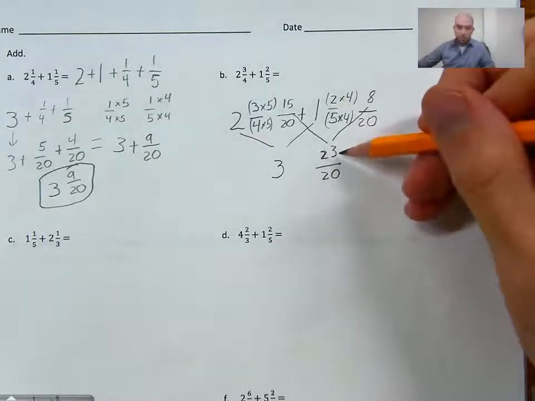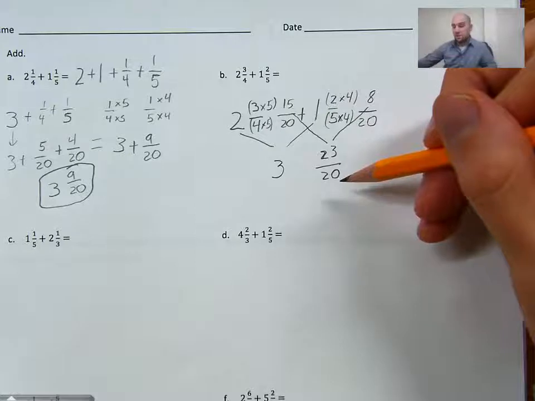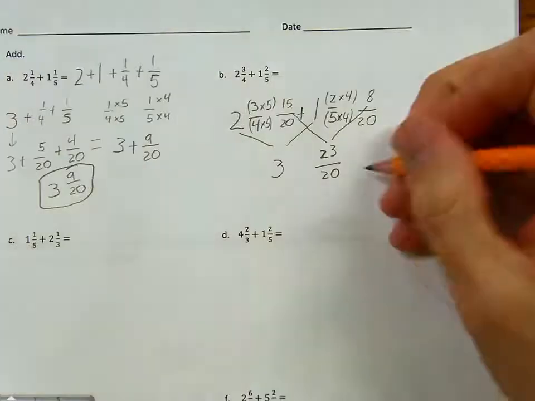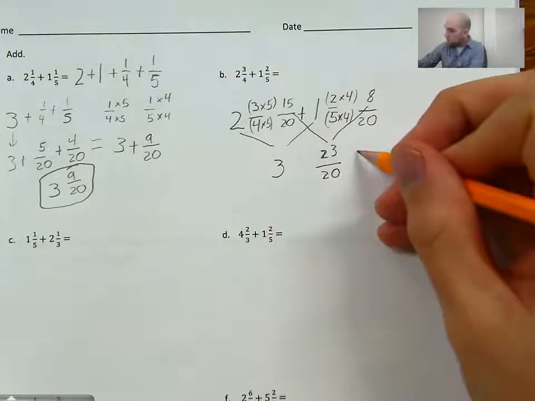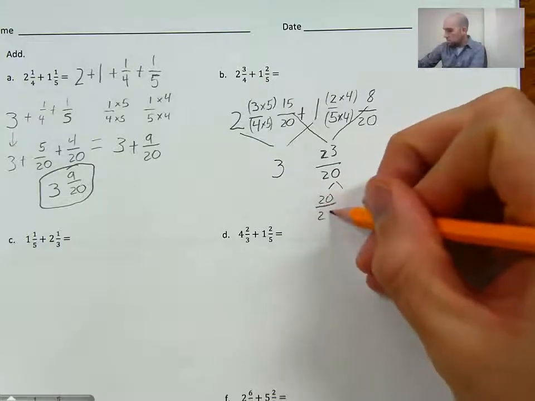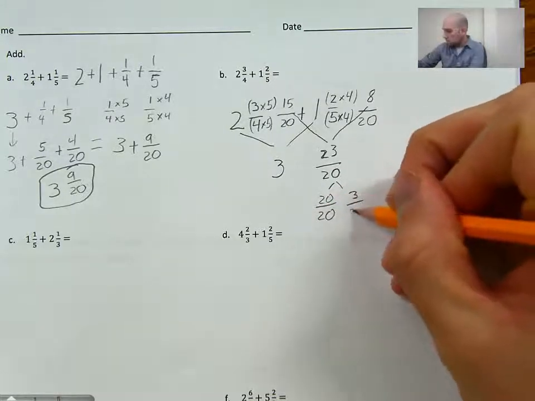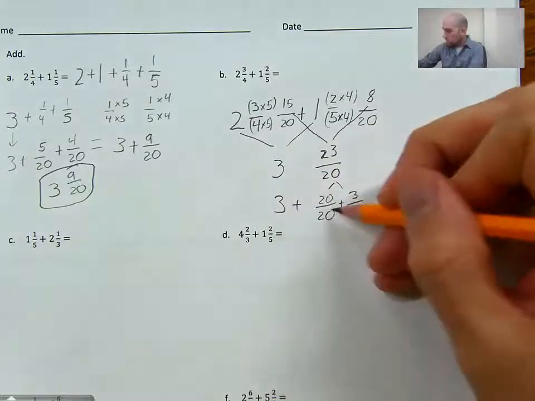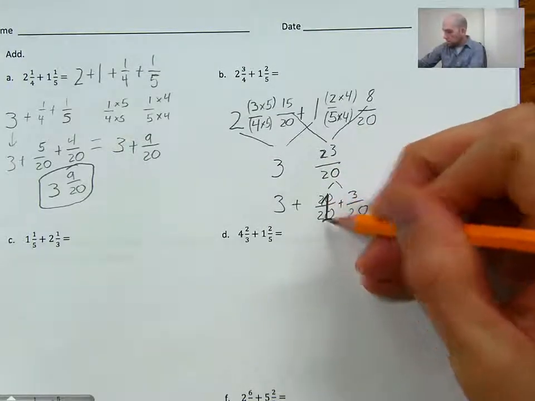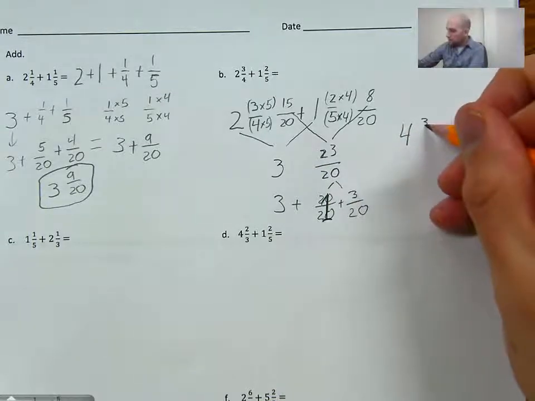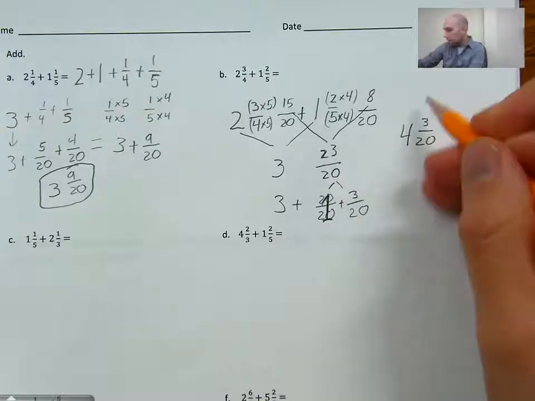Now, I have a greater number in my numerator than I do in my denominator, so I need to simplify that. I can make it a mixed number. I'm going to split that into 20 20ths and 3 20ths. So now I have 3 plus 20 20ths, which is 1, and 3/20. And we'll end up with 4 and 3/20. That's our answer.